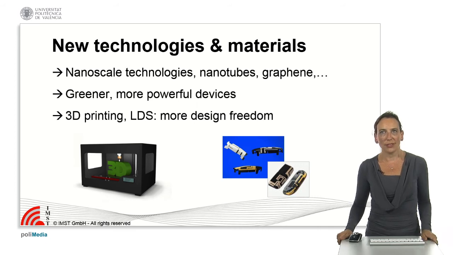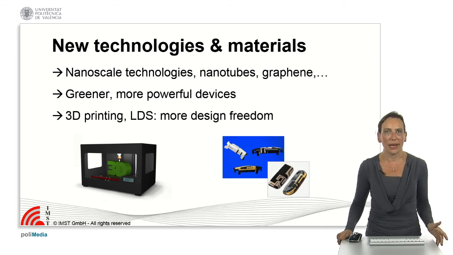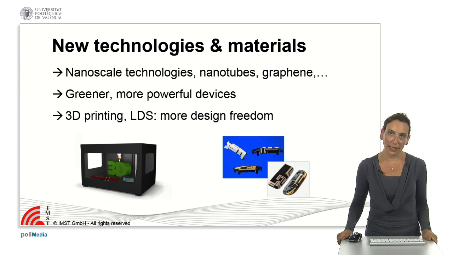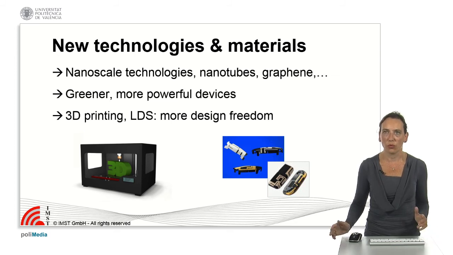We have some technologies that are nowadays already in use, for example, 3D printing and laser direct structuring, that can be used for implementing the antennas. They are already in use now and can still be used for the future. And with that, we may have more design freedom and move to the 3D design of the antennas.